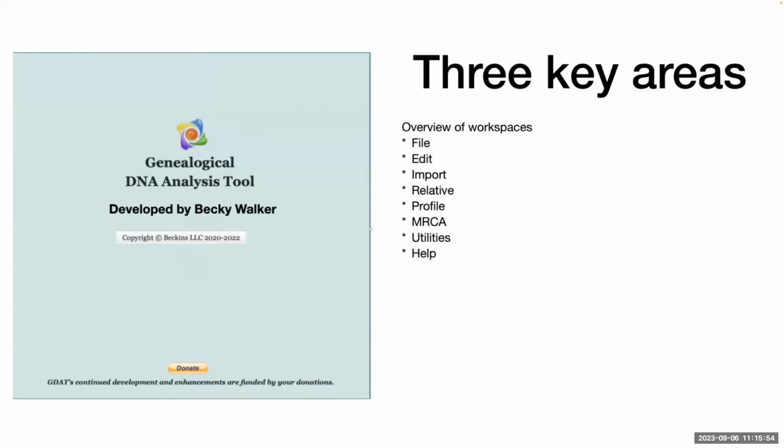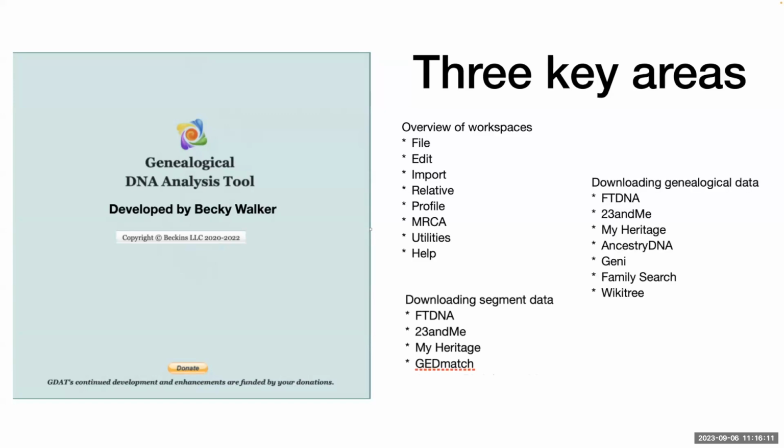Okay, so we're going to deal with 3 different areas today, and the first one, the overview of the workspaces, is probably going to take the most time. We're then going to talk about downloading segment data, and we can download segment data from those 4 key sites. And then we're going to talk about downloading genealogical data, and by genealogical data I mean pedigrees of your matches. And you can get the pedigrees from a number of different places, not just the DNA sites, but other family tree sites.